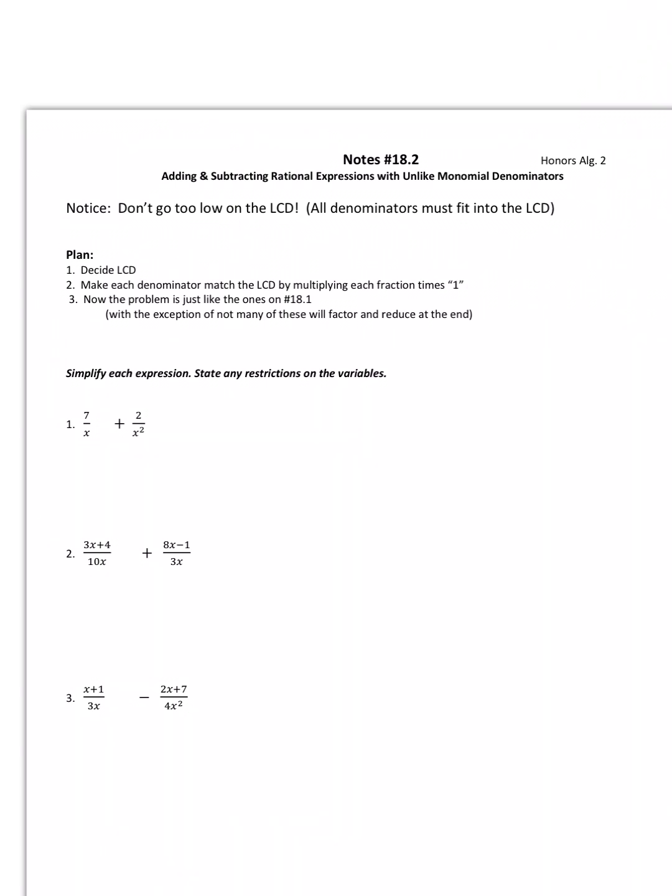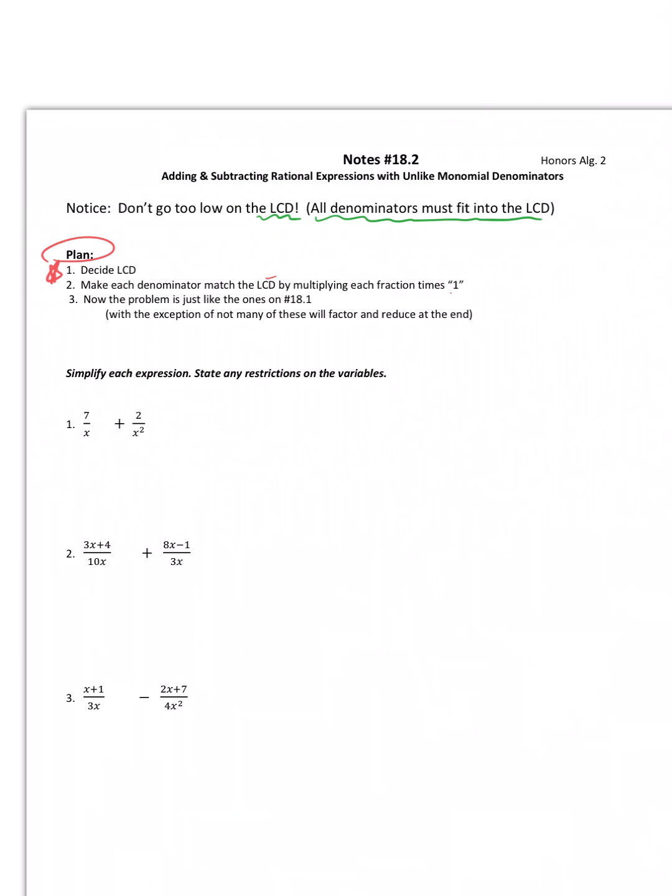So here's a little note for you. Let's pay attention to this. Don't go too low on the least common denominator. You want to make sure that all the denominators fit into it, okay? And I'll show you what I mean. So here's the plan of attack. We're going to decide what is that least common denominator, make each denominator match it by multiplying it by a fraction times 1. That'll just be a funny looking 1, and I'll demonstrate that. Now the problem is just like what we did yesterday, with the exception that not many of these will factor or reduce at the ends. So here's the plan. Mark it, star it, whatever you need to do to come back to it.